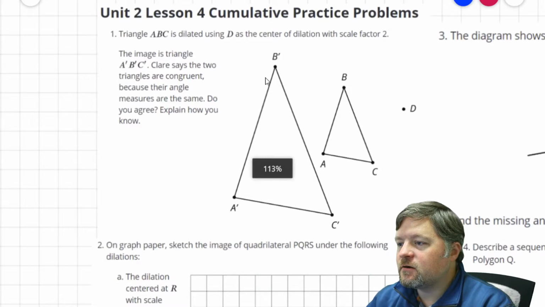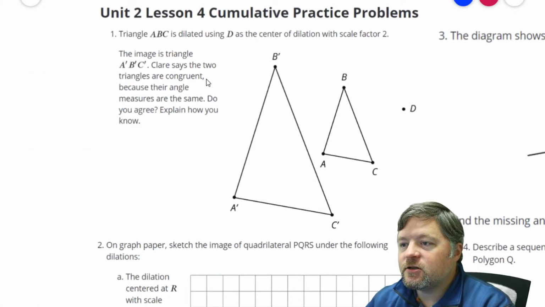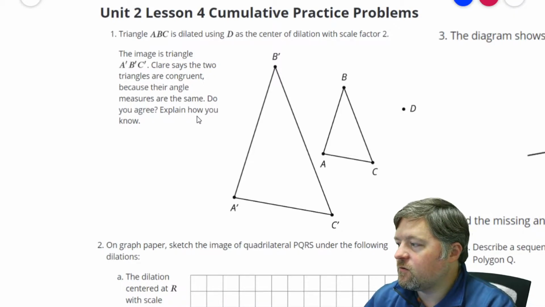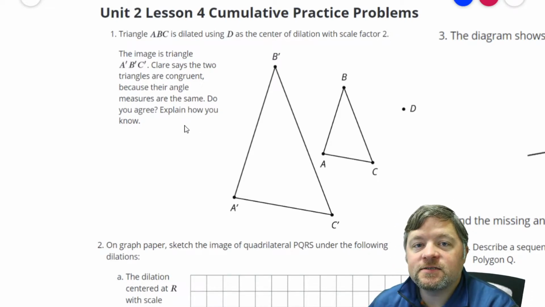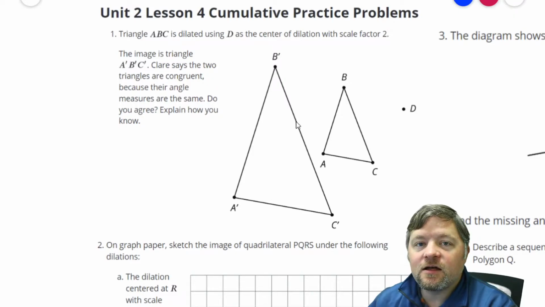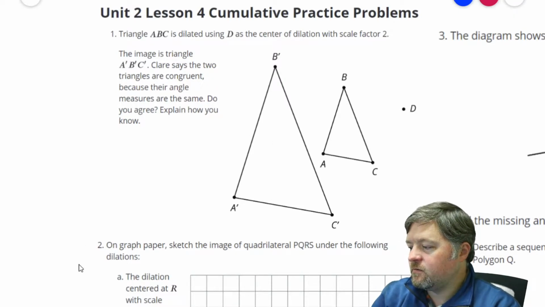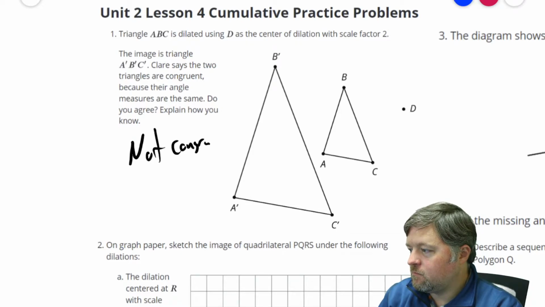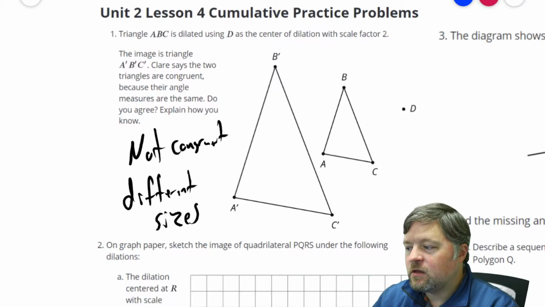Okay, our first question says, triangle ABC is dilated using D as the center of dilation with a scale factor of 2. The image is triangle A prime, B prime, C prime. Claire says the two triangles are congruent because their angle measurements are the same. Do you agree? Explain how you know. Well, congruent means the same shape and size, and these two triangles might be the same shape because they are a dilation of each other, but they are not the same size, so they are not congruent. They're different sizes.